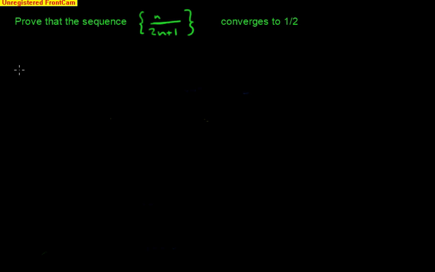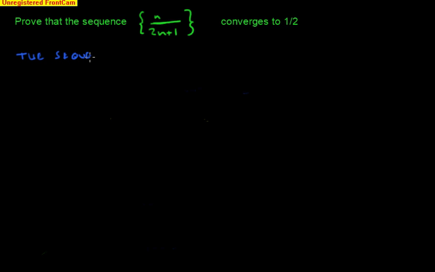Again. Here's a question. We have to do one of these proofs that a sequence converges to a number, and this time we've got our sequence. We've got to prove that it converges to a half. So we have to go through a reasonably formal routine. It's something like this.